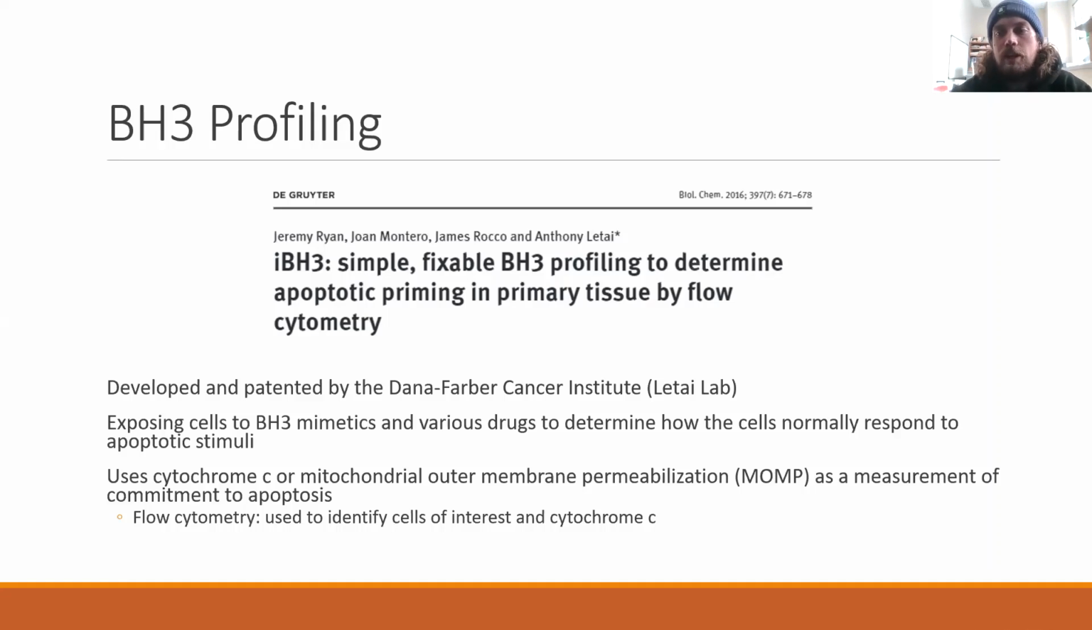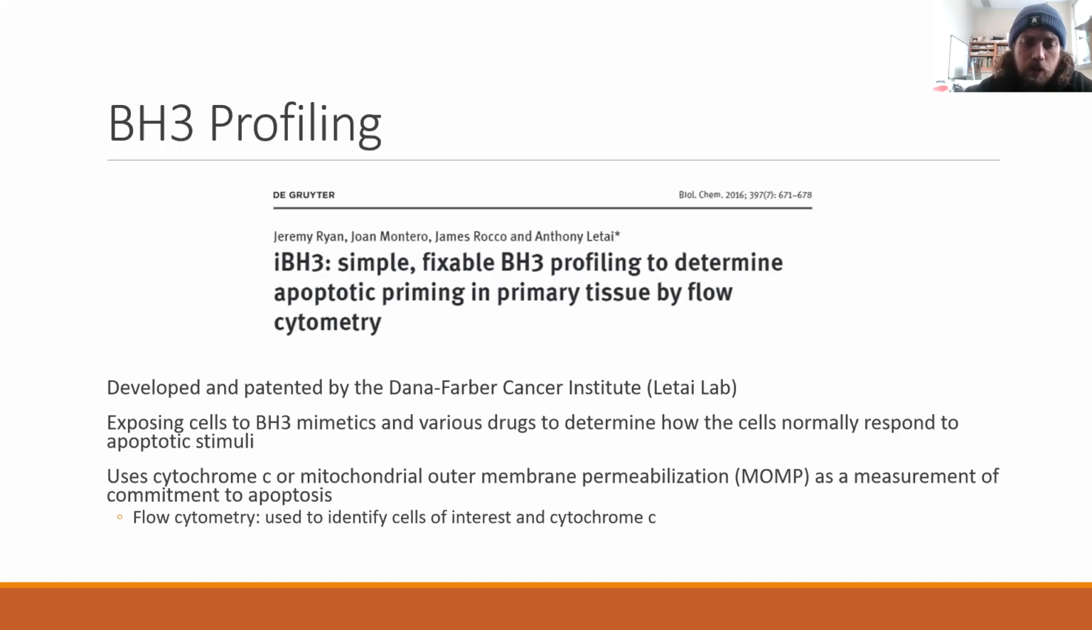The main idea of BH3 profiling, as I said, is to expose cells to different peptides in the intrinsic apoptotic pathway, as well as small molecule inhibitors and other drugs. We look at the response of cytochrome C to specific parts of the pathway, and then use that to determine how cells are undergoing apoptosis, if they are at all, and how close they are to the apoptotic cliff I described.